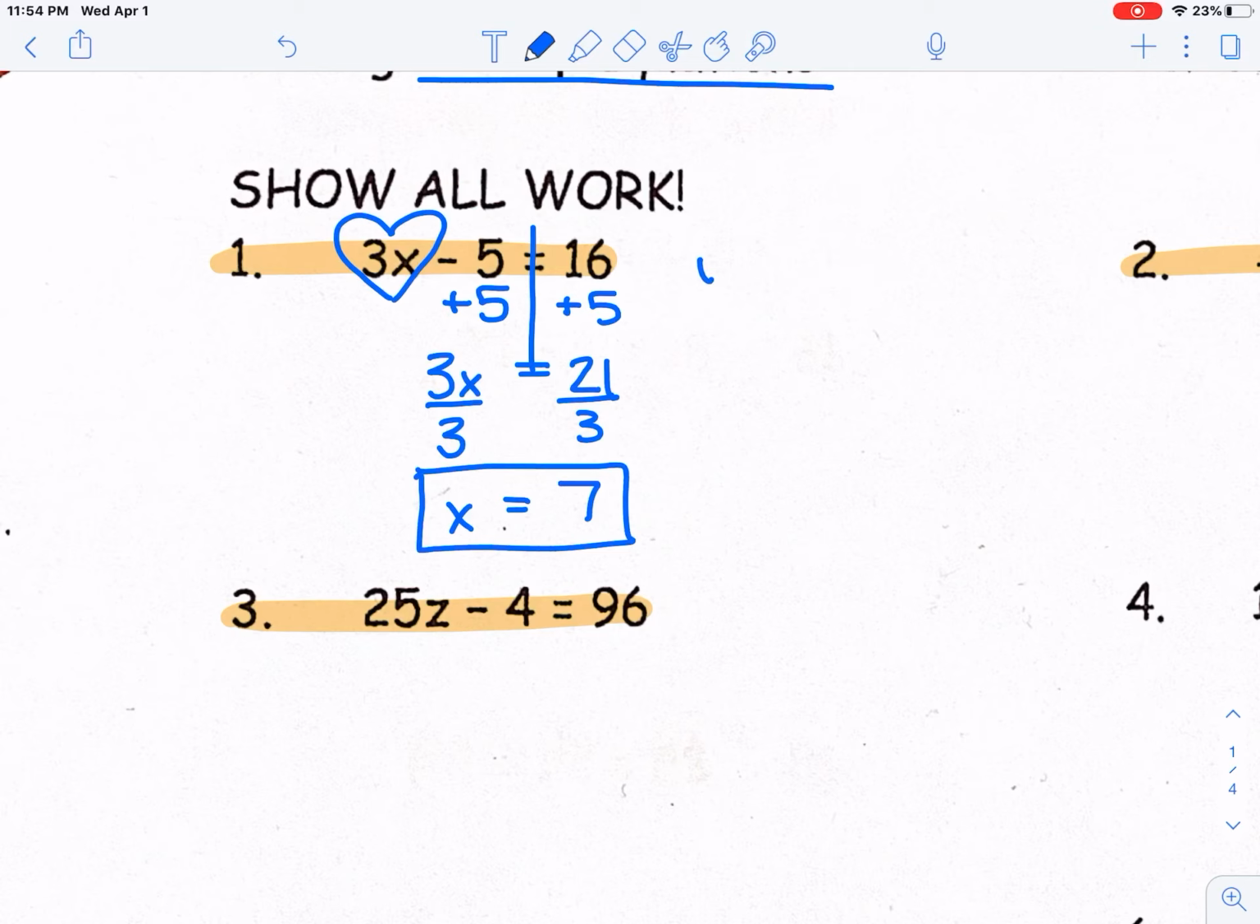And again, if you want to check to make sure that your answer is correct, just plug it back into the original equation and see if it works out. So we have 3 times 7 minus 5. Let's double check. 3 times 7 is 21. And 21 minus 5 is in fact 16. So we know we did do it correctly.